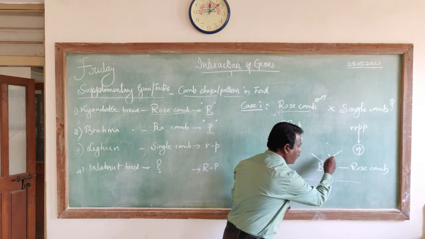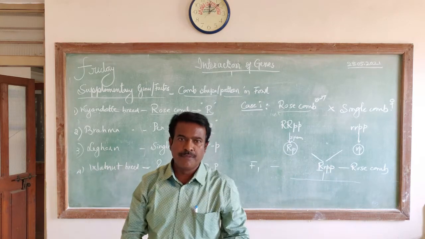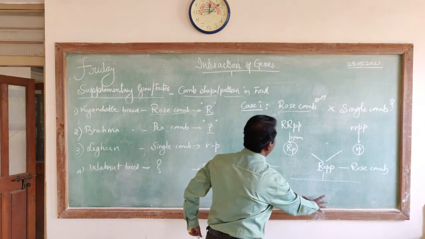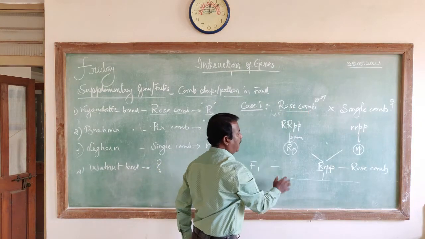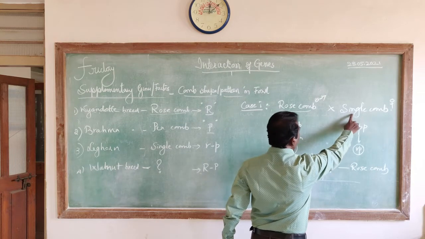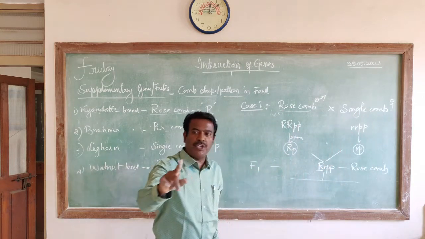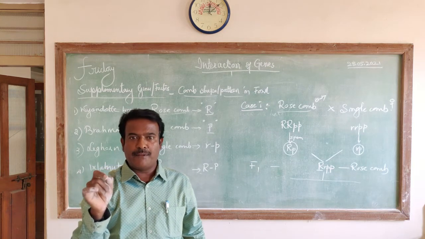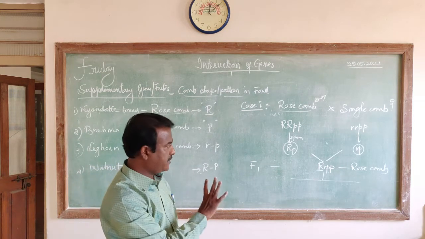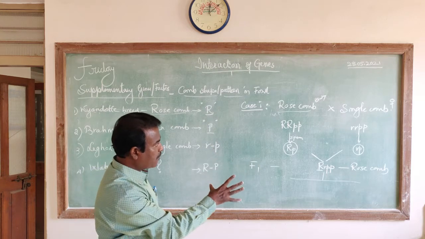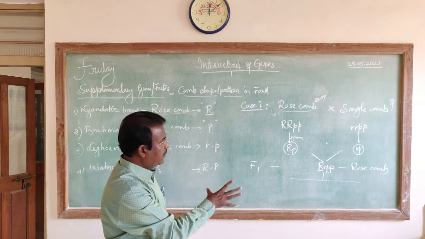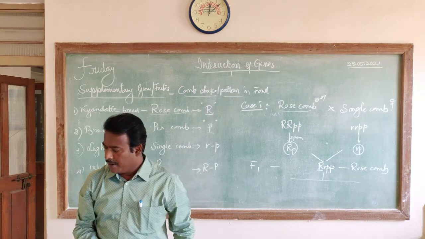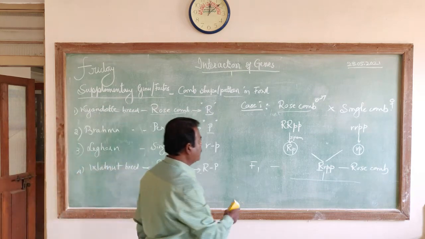fowls of this type of genotype, you will get, no doubt, 3/4 of it will be found with rose comb and 1/4 of it will be found with single comb. That is a 3:1 ratio according to your law of dominance, Mendelian principle, Mendelian law. That is there. Okay? This is simple crossing. It is a kind of crossing between the two supplementary genes possessed fowls.